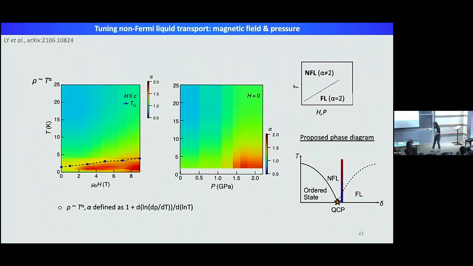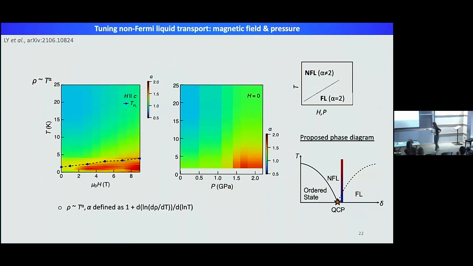To gain a little more insight into what's going on in the system, we applied magnetic field and pressure as external tuning parameters, and we tracked the evolution of the resistivity power law in the temperature-field or temperature-pressure planes. What we found is that both field and pressure tend to increase the resistivity exponent at low temperatures, and it gives you a larger region of alpha equal to 2, where you get a Fermi liquid phase. If we plot this in a schematic, we have a field and pressure induced crossover between the non-Fermi liquid behavior and a Fermi liquid behavior.